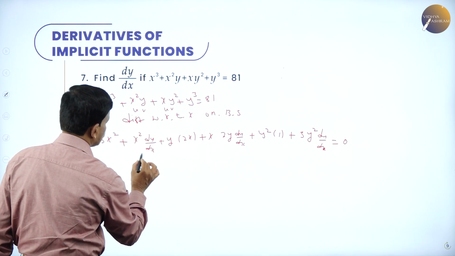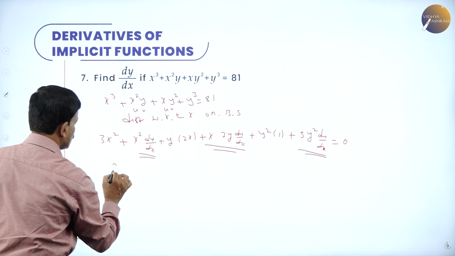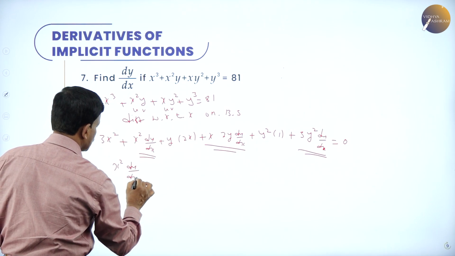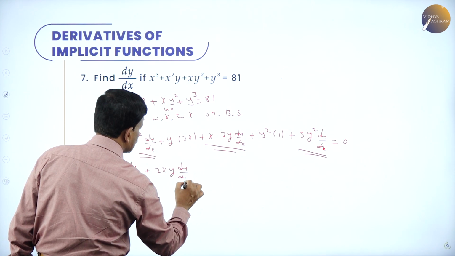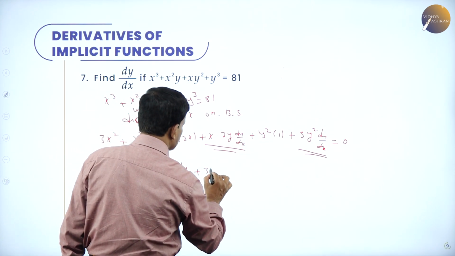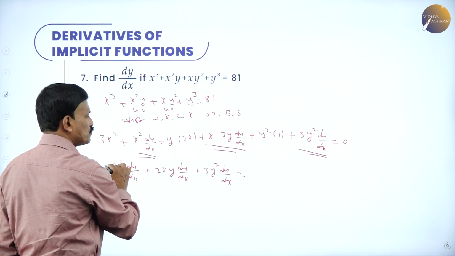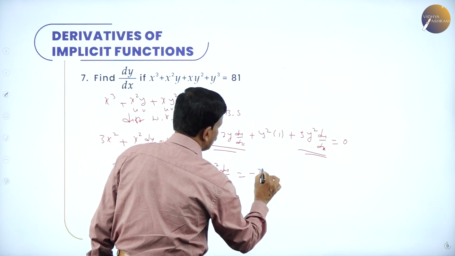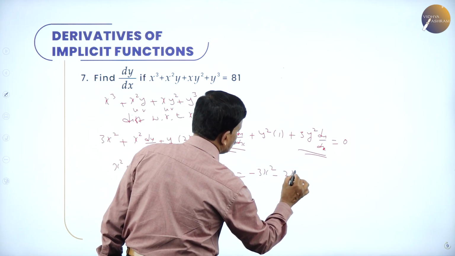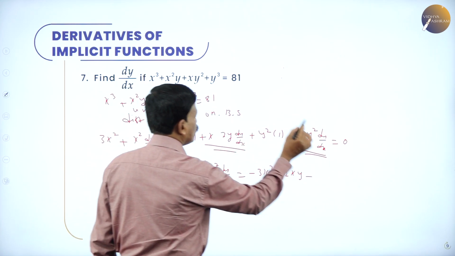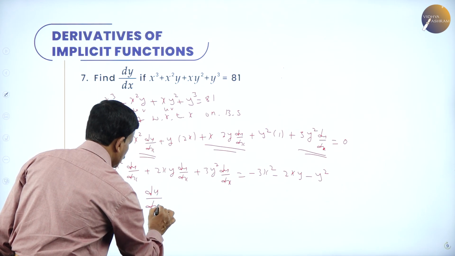Now equate the terms containing dy by dx on one side. What are the terms? This is x square dy by dx plus 2xy dy by dx plus 3y square dy by dx, and transfer the remaining terms to the right hand side. Plus 3x square becomes minus 3x square, and again this is 2xy, minus 2xy, and plus y square becomes minus y square. Here you can remove the common factor, dy by dx, out.